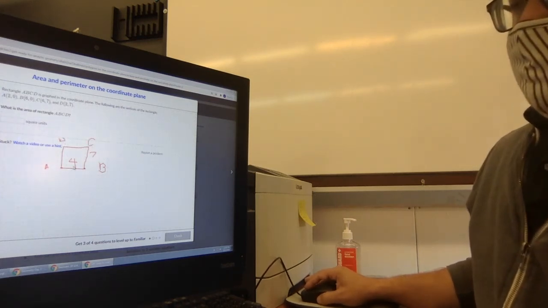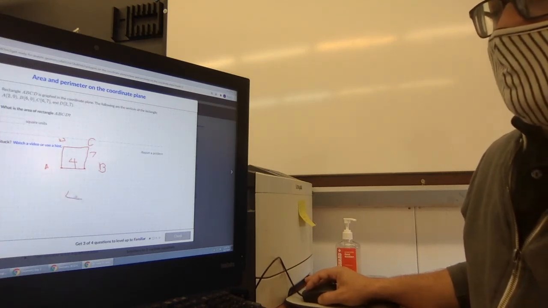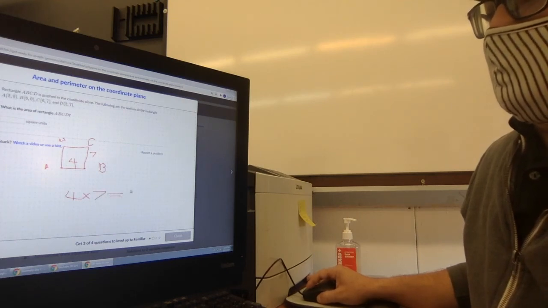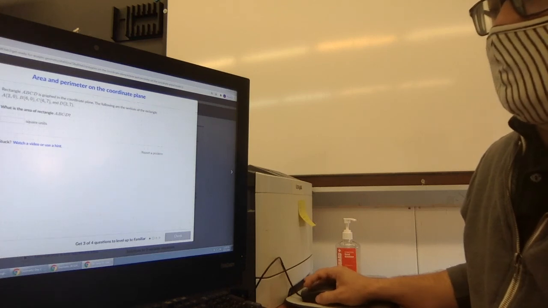So if we do the math, remember width times height, 4 times 7, throw it in your calculator, we get 28. And that's the math on that.